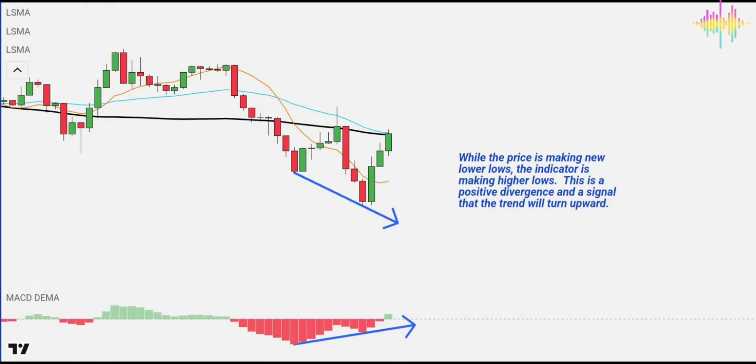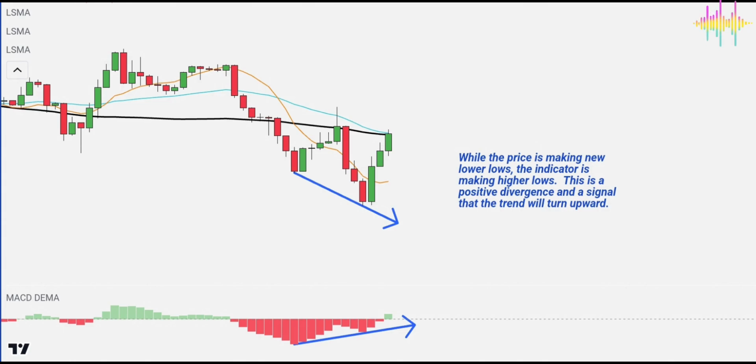Let's take a look at another example. Here, the price is once again making new lower lows, but the indicator is forming higher lows. Once again, we have a positive divergence, indicating that a trend reversal may be imminent.